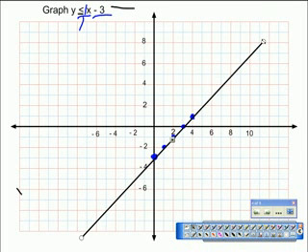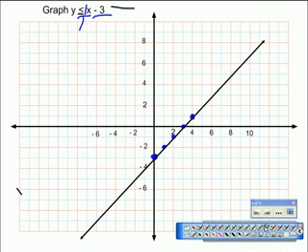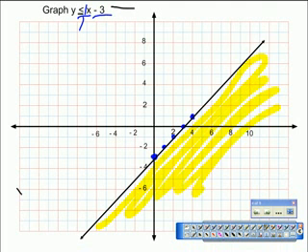Now I just have to worry about shading. Do I shade above or below? It's less than, below. So I'm going to go to the y-intercept. That side is below, which means this is the side that gets shaded. Kind of like below and to the right.